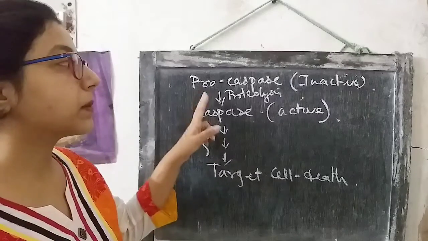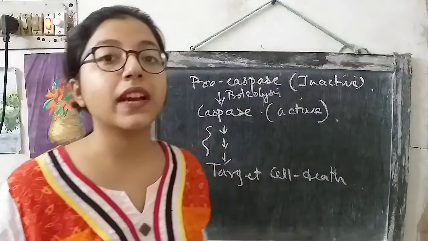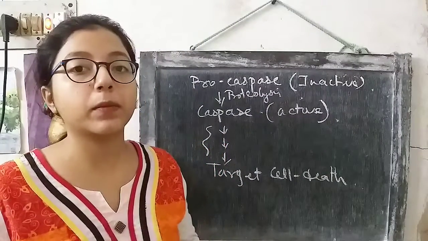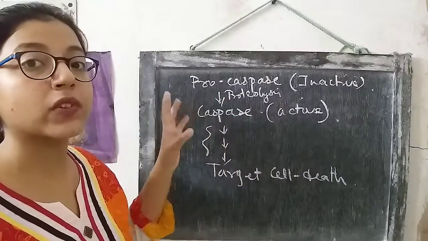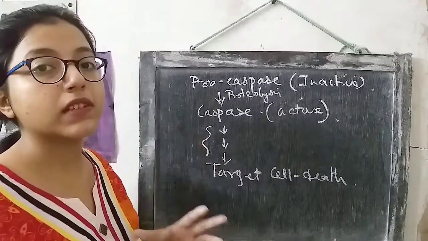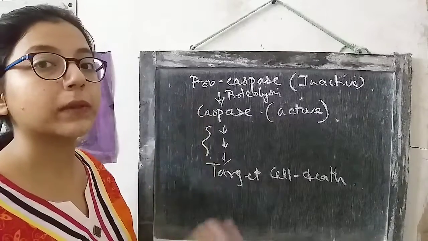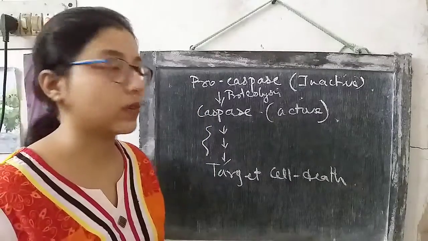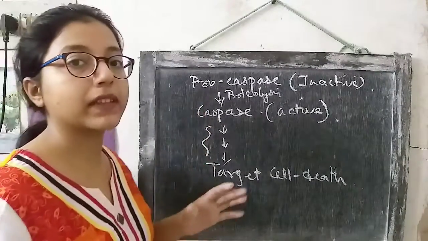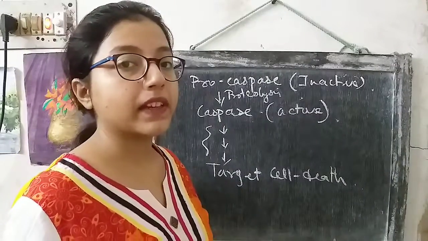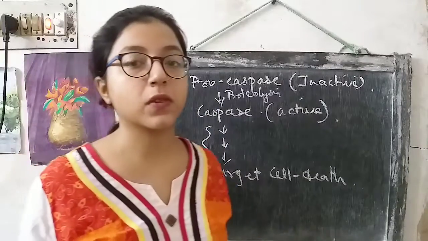So what happens from the beginning? Procaspase is converted into activated caspase by proteolysis. Proteolysis plays a very important role in the apoptotic pathway, because if proteolysis does not happen, then procaspase will not be converted into the active form, and the apoptosis pathway will be blocked. So this conversion of procaspase to caspase is essential for the initiation of apoptosis. Once activated caspase is formed, the next steps will happen, and the net result is target cell death. This is the main thing about the apoptosis process.